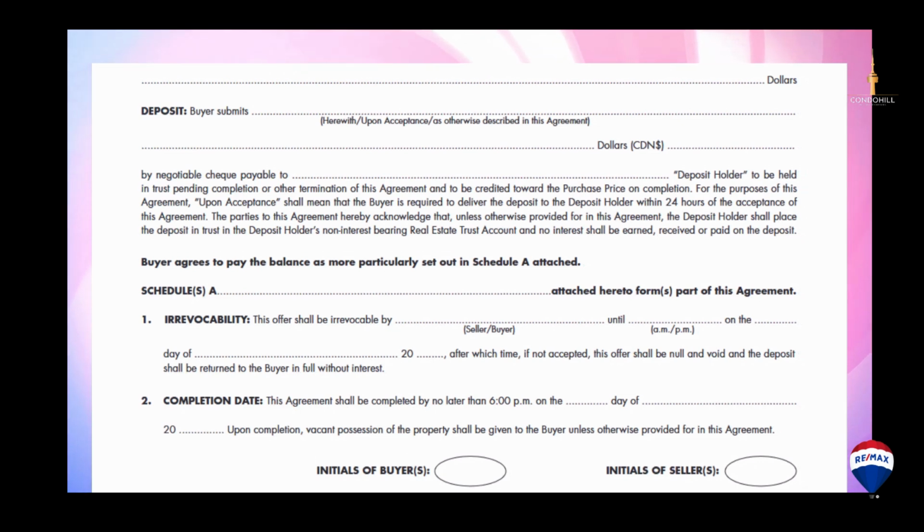Method of payment. The agreement will state how the deposit will be paid. Common methods include certified check, bank draft, or electronic transfer. Personal checks are generally not accepted. Payable to. The deposit is made payable to the listing brokerage's trust account. This ensures the funds are held securely and impartially.